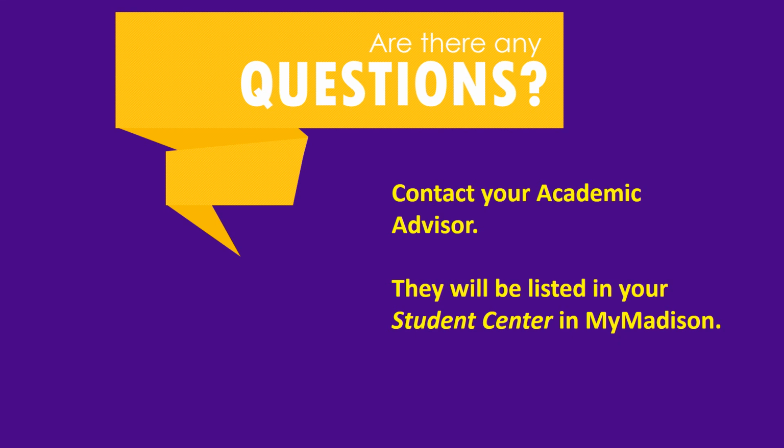So that's a quick overview of what went on at your advising presentation this summer during Summer Springboard. If you have any additional questions, please reach out to your academic advisor. They'll be listed in your Student Center in My Madison. Again, open enrollment happens at 12 o'clock a.m. on August 1st. So please review the enrollment modules and your first semester enrollment worksheet to make sure you're in the correct classes. And if you have any additional questions, please reach out to your advisor as soon as possible.